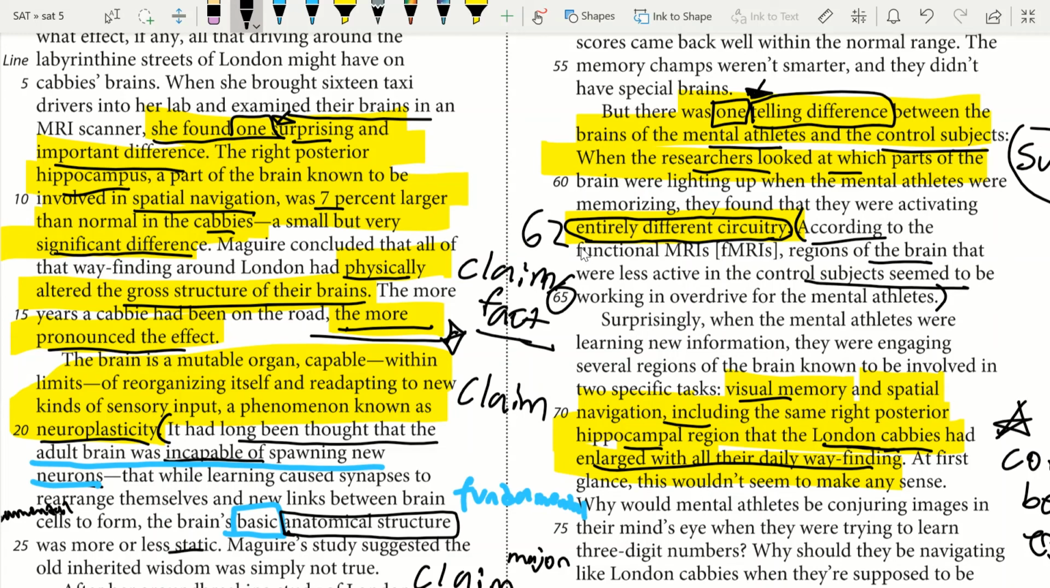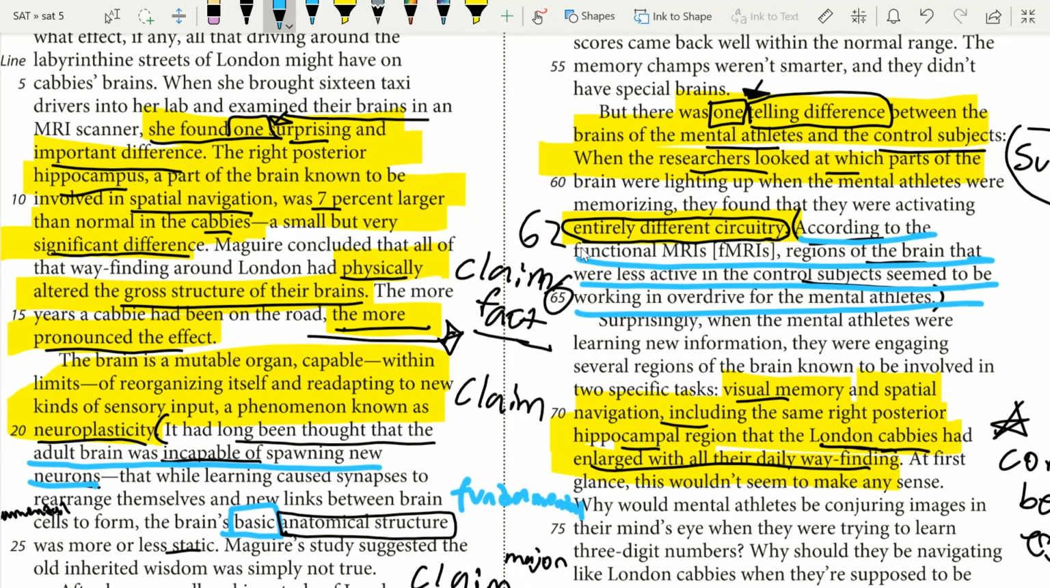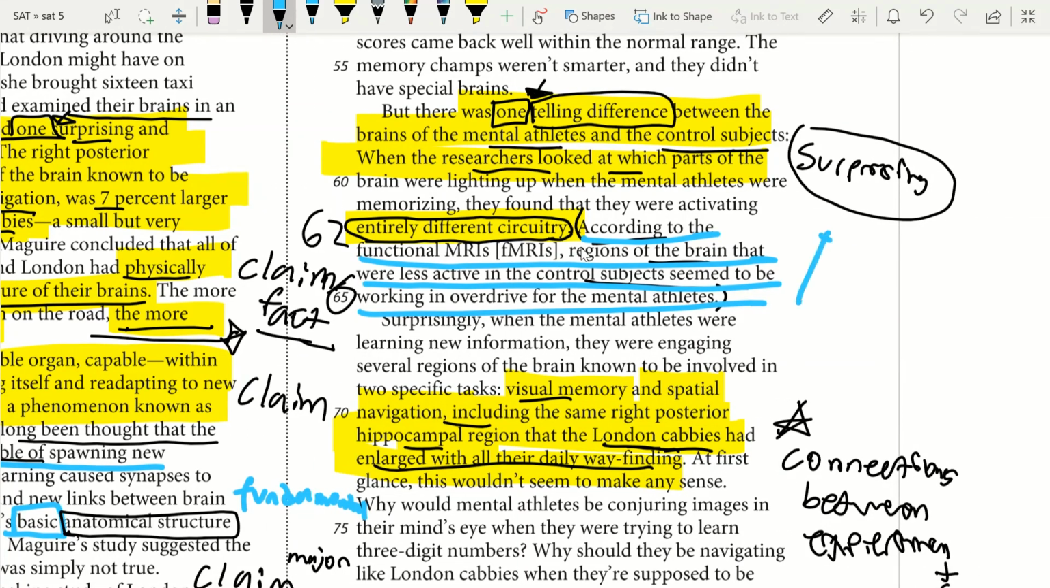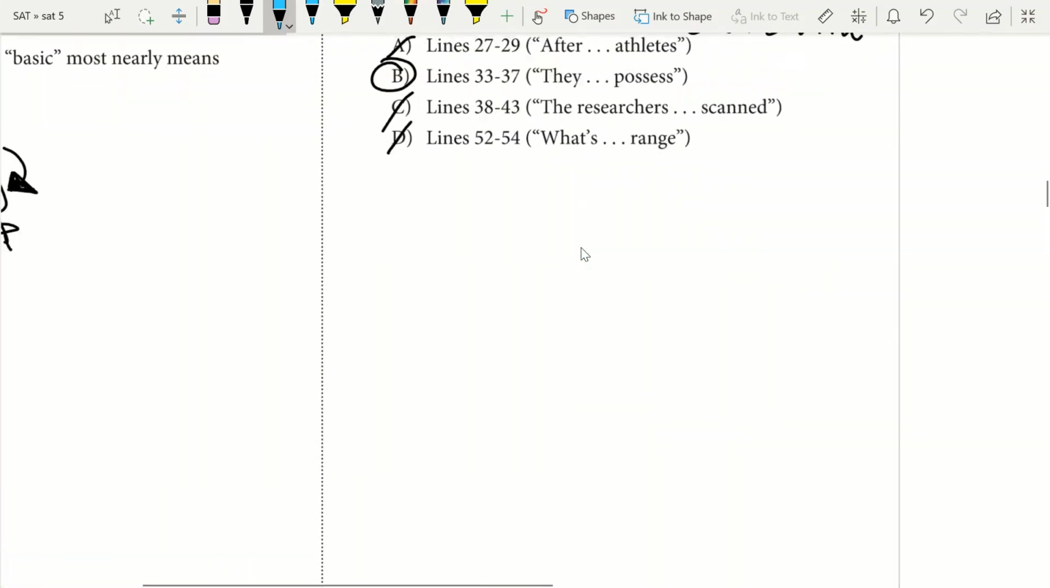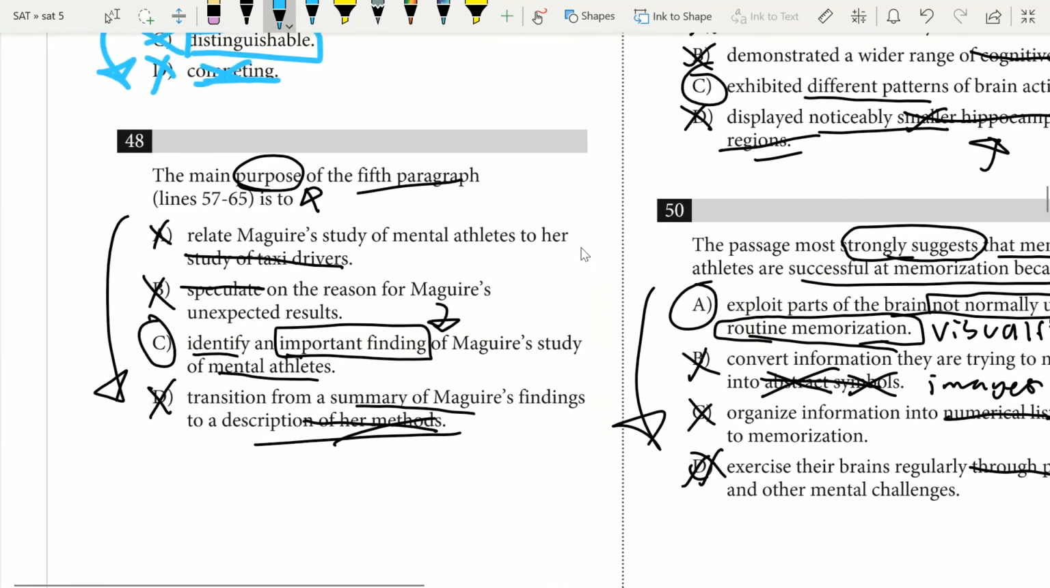Okay, I'm going to put this in blue so you can see it better. I'm just going to underline it. According to the functional MRIs, regions of the brain that were less active in the control subjects seem to be working in overdrive for the mental athletes. I'm going to scroll to my right, put a big star there so you can see where I'm at. It's right there. We see it's from 62 to 65. That's really showing that the regions of the brain that were less active in control subjects were working in overdrive for mental athletes. That's 62 through 65. That would be my evidence there.